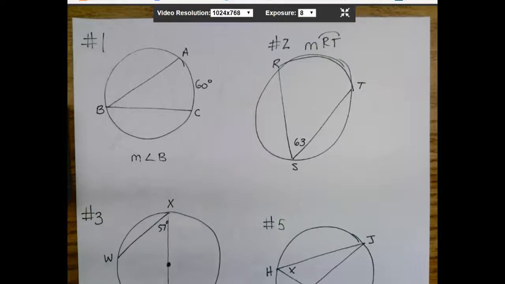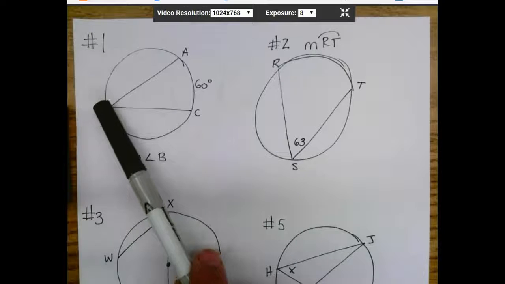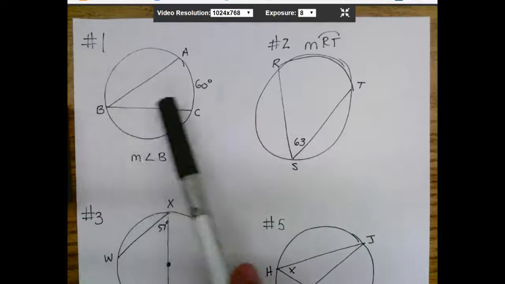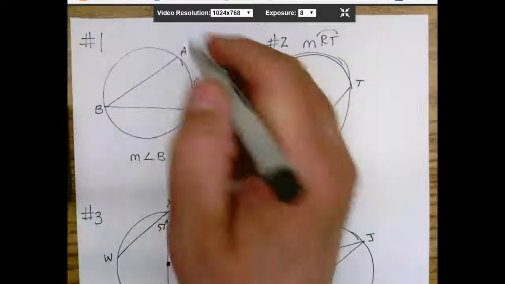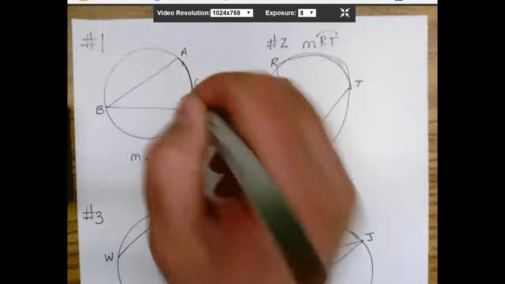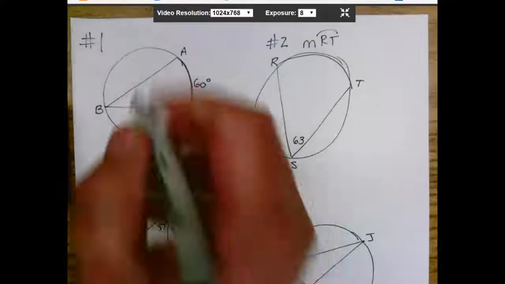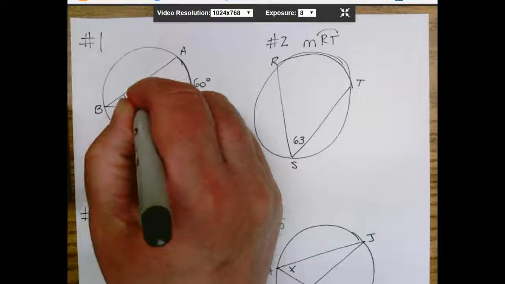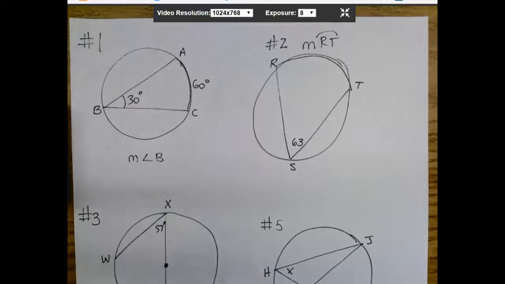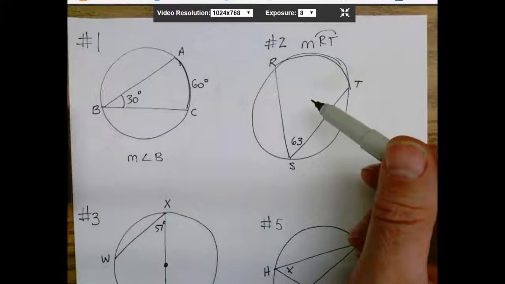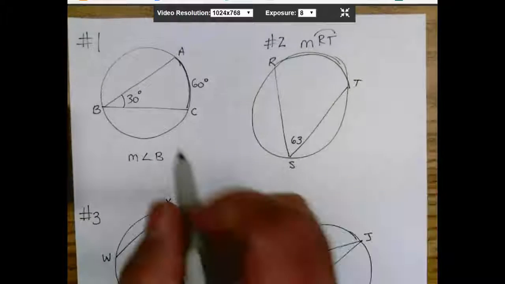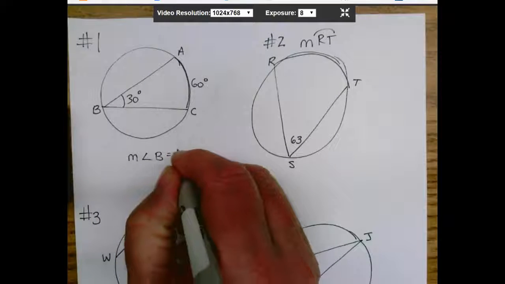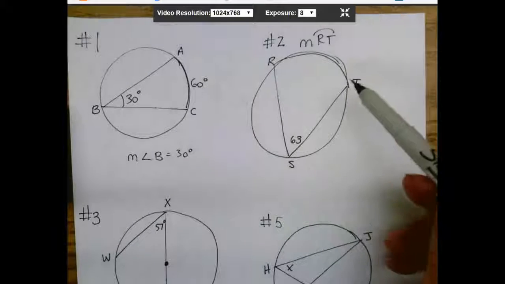Again, we have an inscribed angle. The vertex is on the circle, and the sides are made up of chords. There's just a rule to remember: if we know what the arc is, the angle is half of that. So this angle should be 30 degrees. So that's number 1. Then number 2 asks for the measure of angle B, so we'll go 30 degrees.